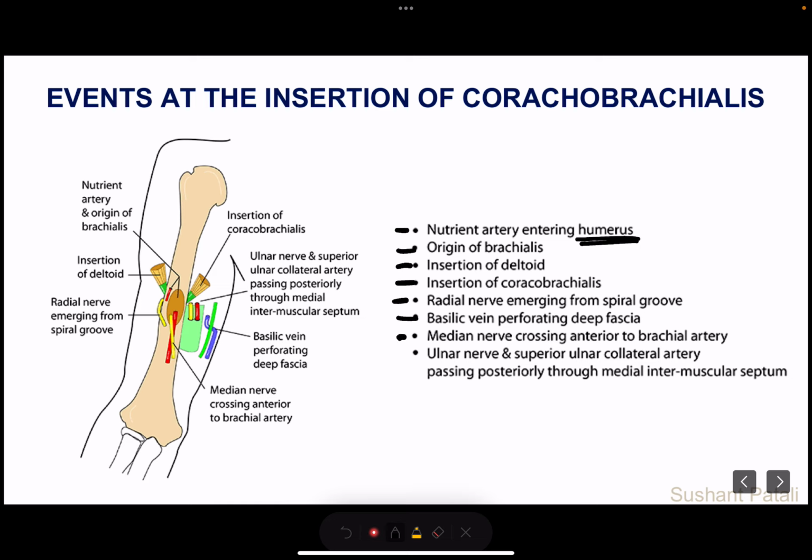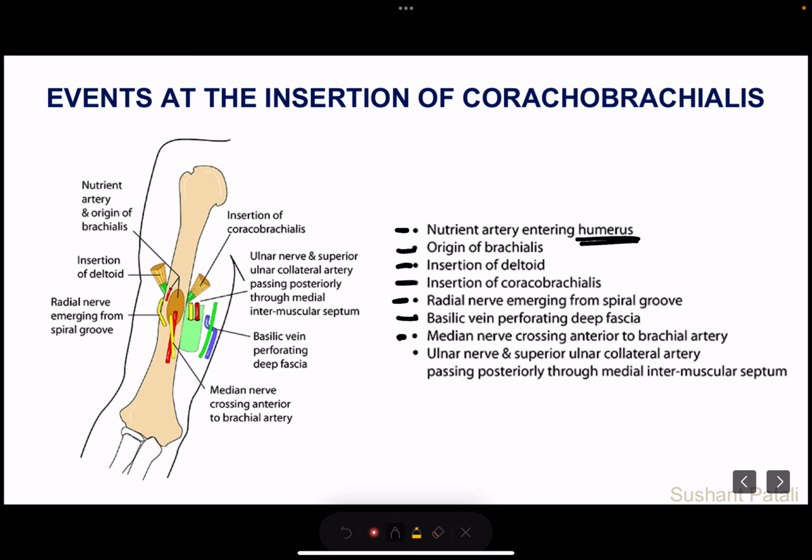Right, until the middle of the arm, the median nerve lies on the lateral aspect. The median nerve is formed lateral to the third part of the axillary artery, and it crosses from there in front of the brachial artery, and then it comes to the medial side of the arm. We know the contents of the cubital fossa, where the median nerve lies medial to the brachial artery.